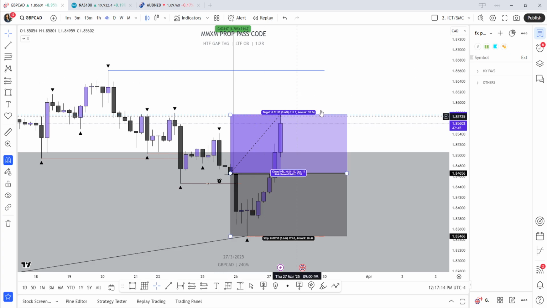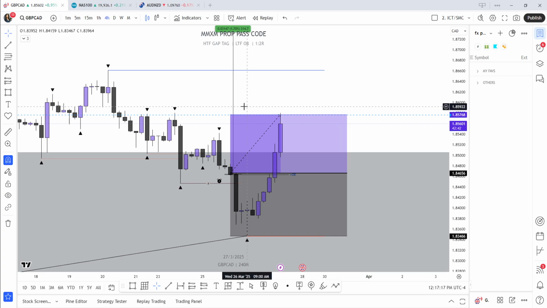So when this trade hits this, I'll put a picture up here or something like that. But that's the last thing.